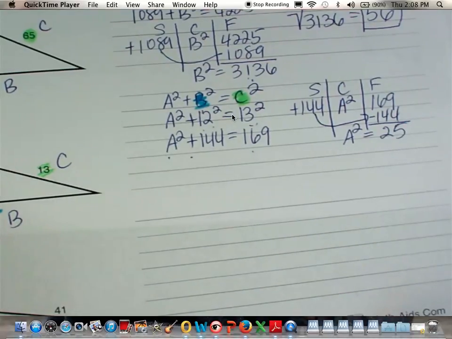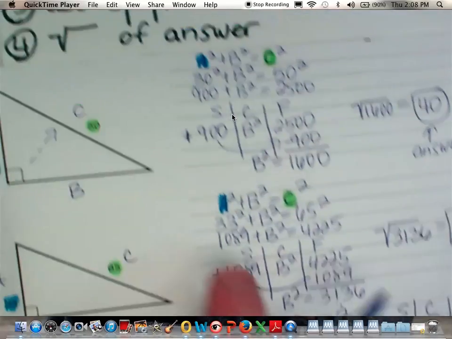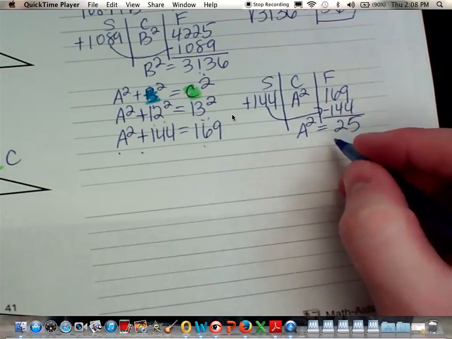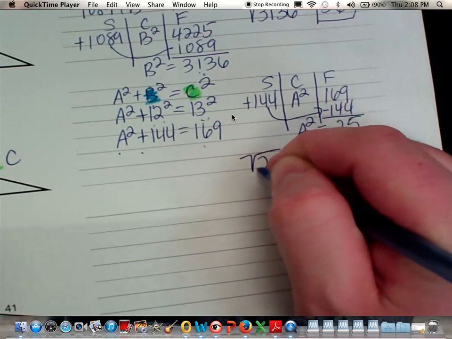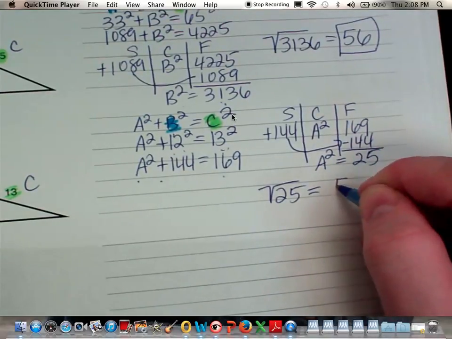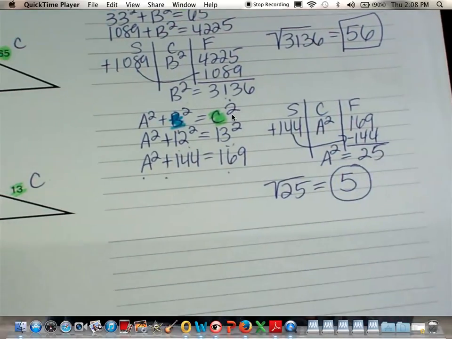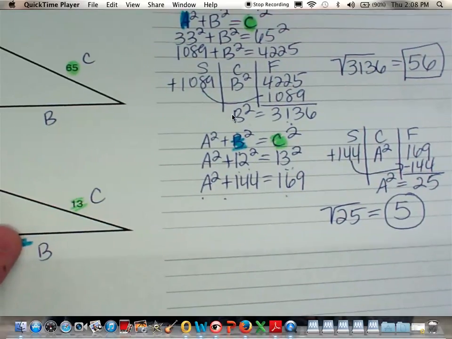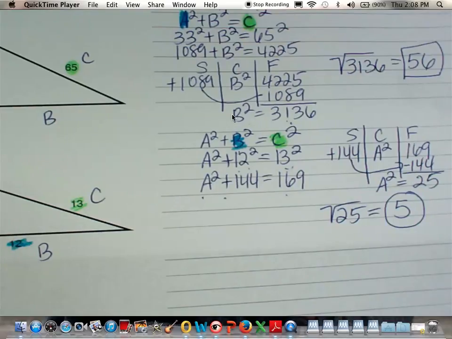So I'm done with my start, change, and finish, but I'm not done with my answer because I need to take the square root of it. So I need to take the square root of 25, which gives me 5. So 5 is my answer. I've taken the square root of that and I've gotten 5 for my answer. Okay? So that is your 3 examples that you need to use to help you solve for your iExcel.